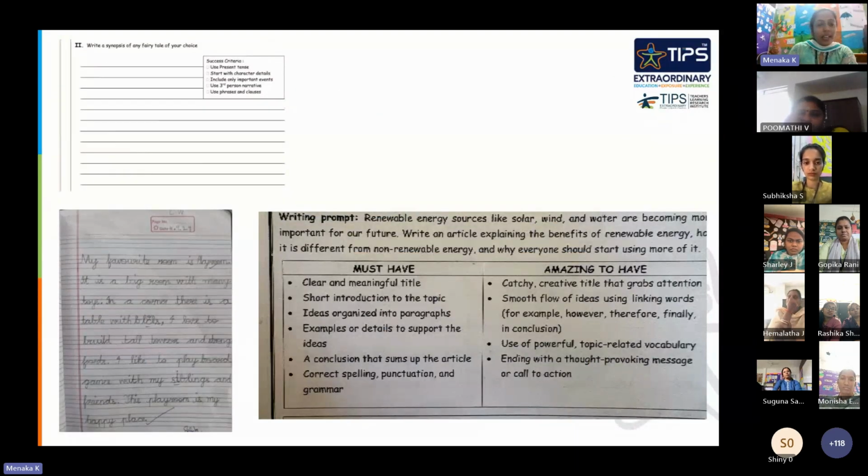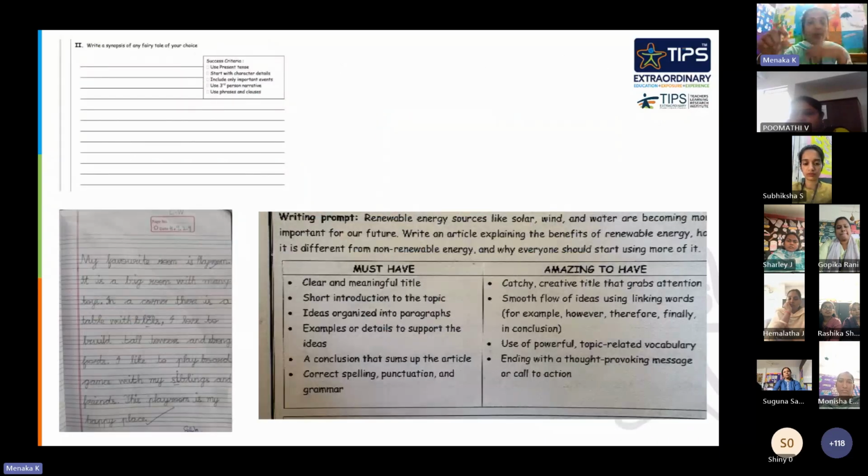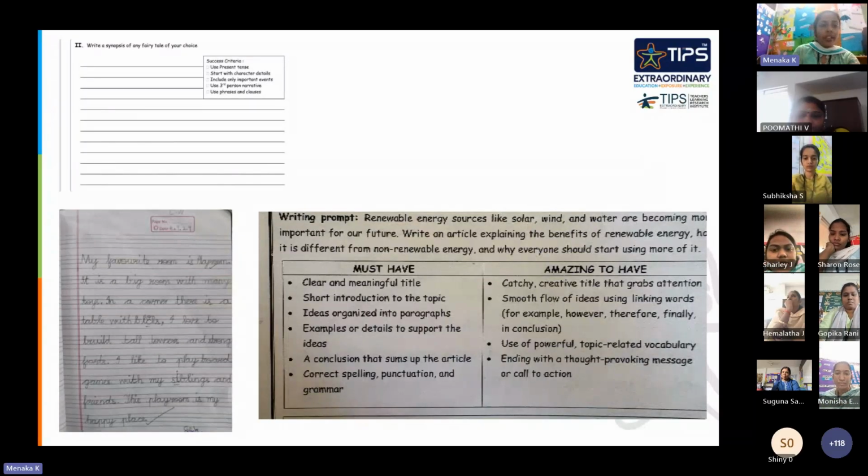Next, you can also have success criteria in your worksheets. For example, when you have a descriptive writing task or in your assessments, wherever you can, have a question along with that. Speak to the children and create your success criteria, and mention it there: use present tense, start with character details, include only important events, use third person narrative, use phrases and clauses. The task: write a synopsis of any fairy tale of your choice. That is my learning goal, and this is my success criteria. If we create it along with the children and make it visible to them, when they write their own piece of work, it will be very useful for them.